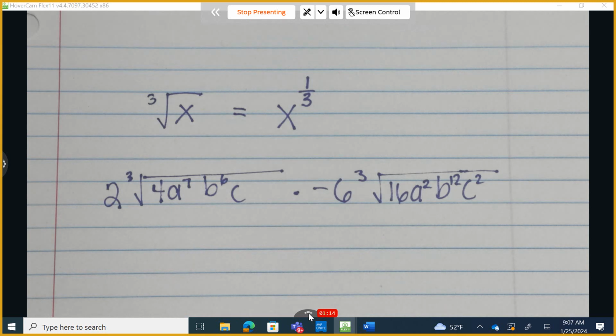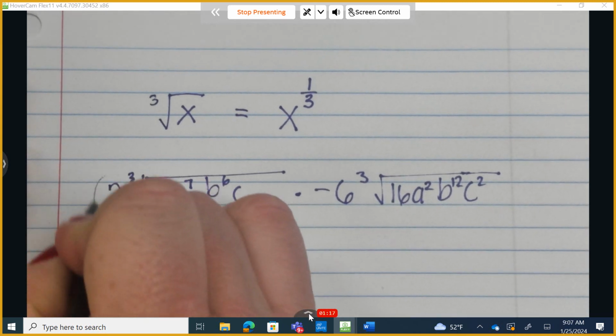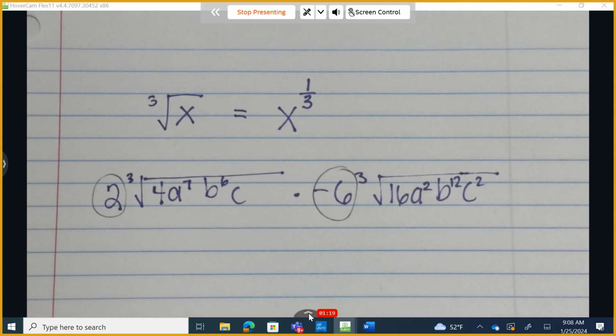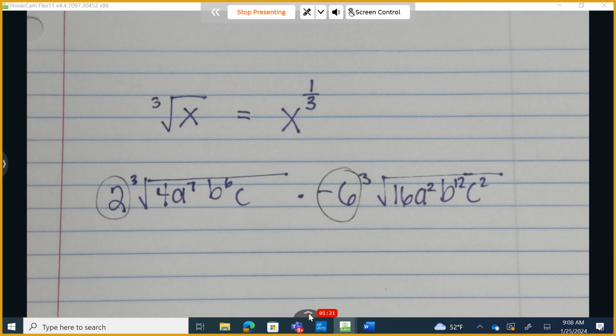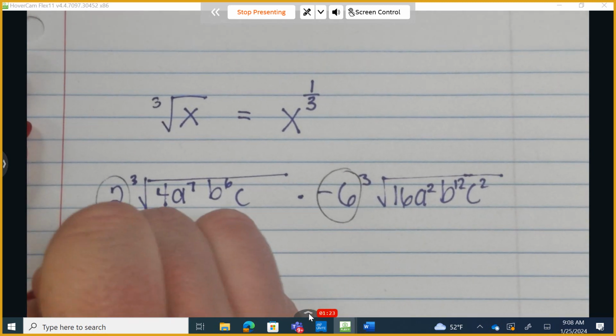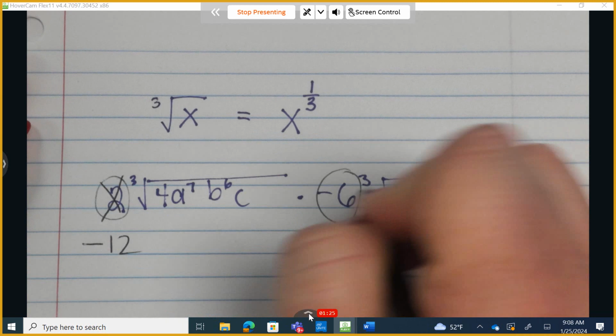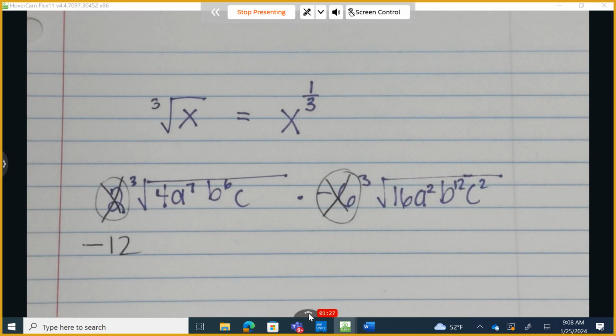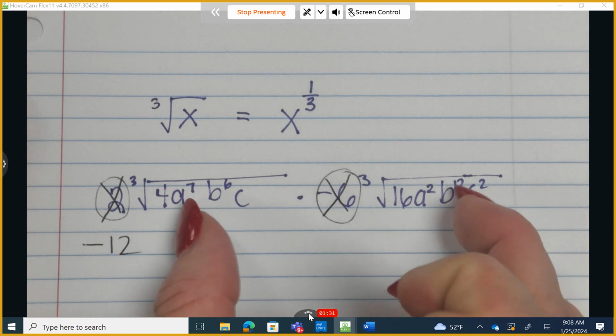So the first thing I do, it's very procedural, is I'm going to take the numbers outside that are the coefficients, and I'm going to multiply them. So 2 times negative 6 is negative 12. And I tell students when they're first learning this to go back and cross those out so there's no confusion. The next thing I'm going to do is I'm going to combine these.